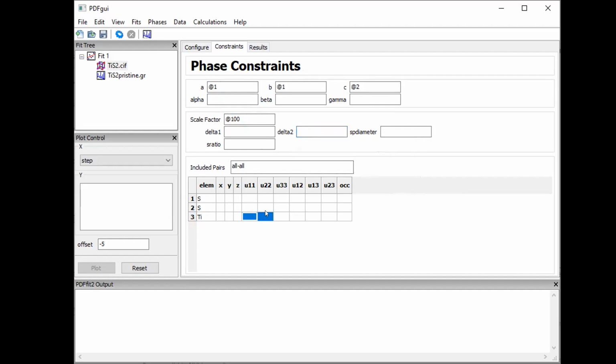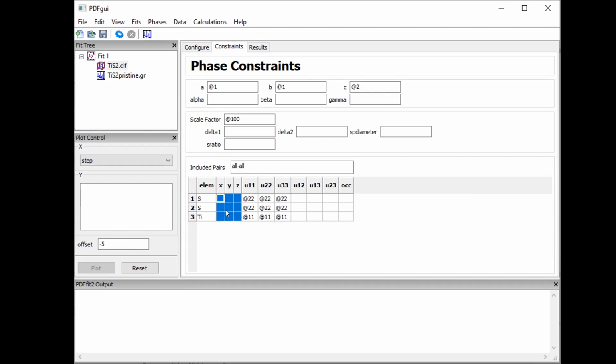We can start with titanium because it's heavy. So any change in titanium would have a more obvious influence on the PDF data than the sulfur. Yeah, so the PDF data is more sensitive to the movement of titanium. So let's define it as 11. Since it's isotropic, we define them as the same. And these two we would define as 22, right?